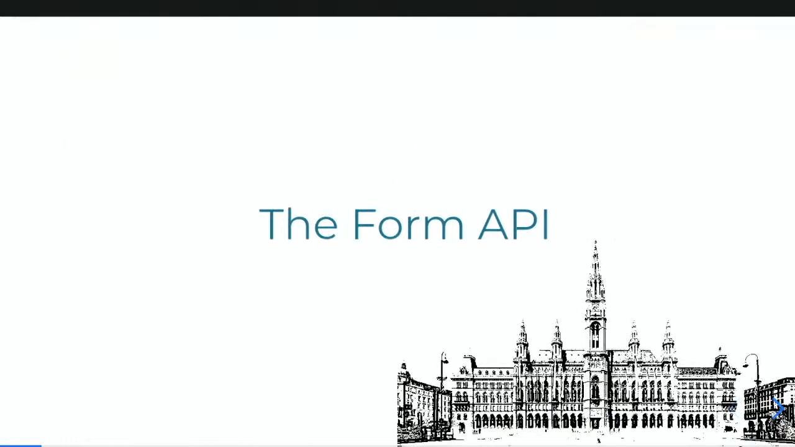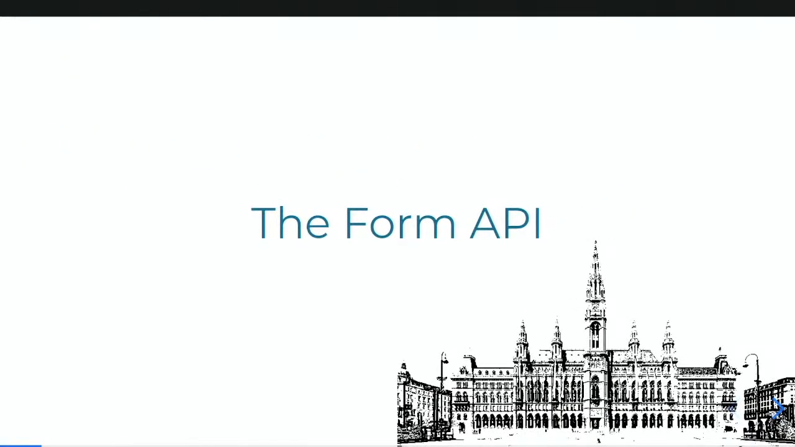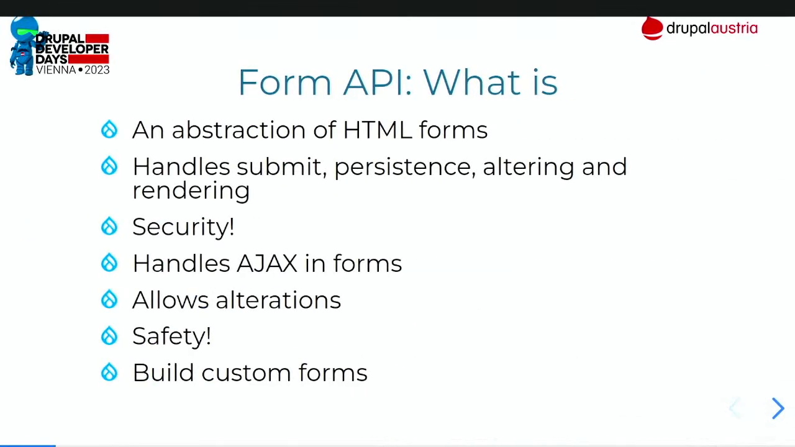So let's start with the Form API. And what is the Form API? Well, the Form API is just an abstraction of the HTML form. It handles the submit, persistence, altering, and rendering of forms. It handles security. It handles the AJAX forms. It allows developers to alter the existing forms. It provides some safety, and it also allows developers to build their custom forms.